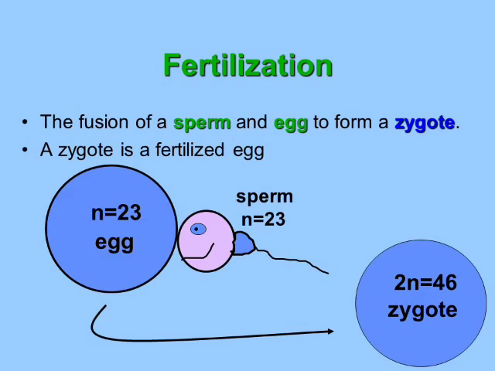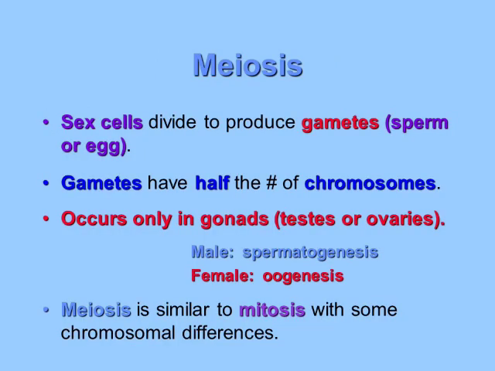Fertilization is the fusion of a sperm and egg to form a zygote, which is the fertilized egg. The egg, which contains 23 chromosomes, and the sperm, which contains 23 chromosomes also, combine and have a total of 46 chromosomes. Sex cells are divided to produce gametes, or sperm and the egg. Gametes have half the number of the chromosomes. Meiosis occurs only in the gonads, testes or ovaries.